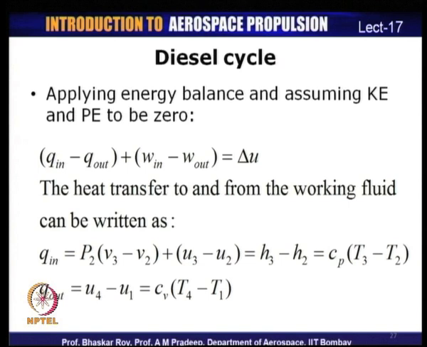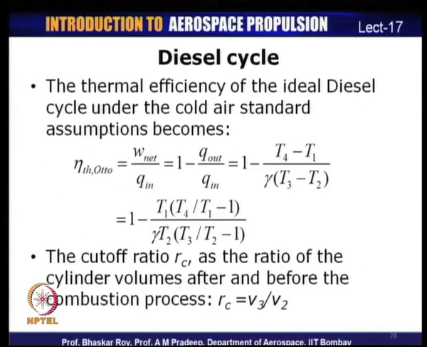So, if we apply the energy balance, assuming kinetic and potential energy to be 0 as we did in the Otto cycle, we have delta Q plus delta W is equal to delta U. So, Q in minus Q out plus W in minus W out is delta U. Q in is equal to P2 times (V3 minus V2) plus U3 minus U2, which is H3 minus H2, that is basically change in enthalpy here, because it is a constant pressure process, and therefore, it is Cp times (T3 minus T2). Q out on the other hand is Cv times (T4 minus T1).